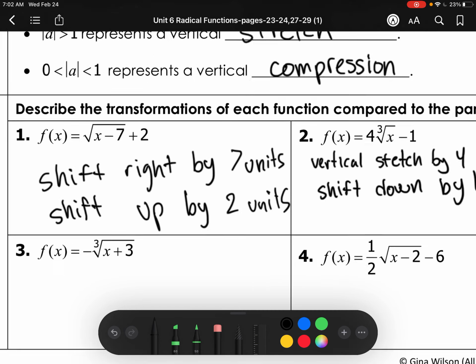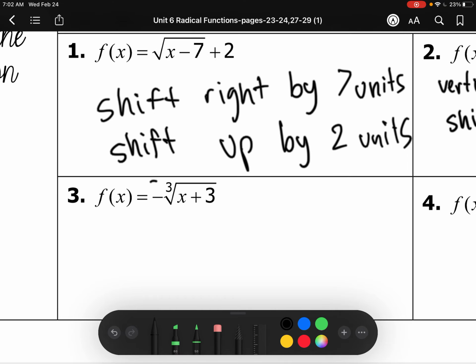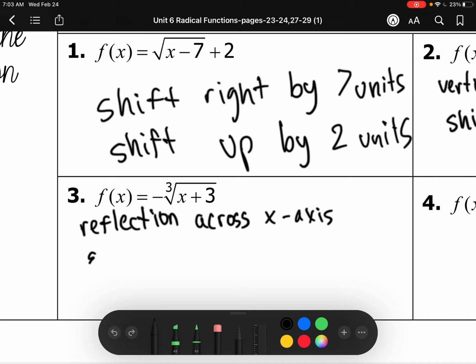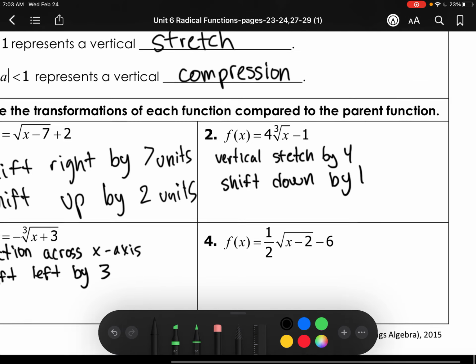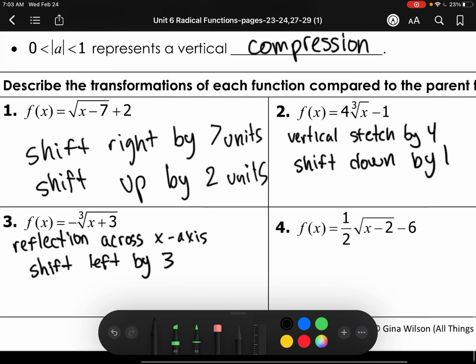Then for number 3, we have negative a, right? So this is going to be a reflection across the x-axis. We have an h and it's positive, so that is going to be a shift left by 3. Next, and that's it, we don't have a k, right?